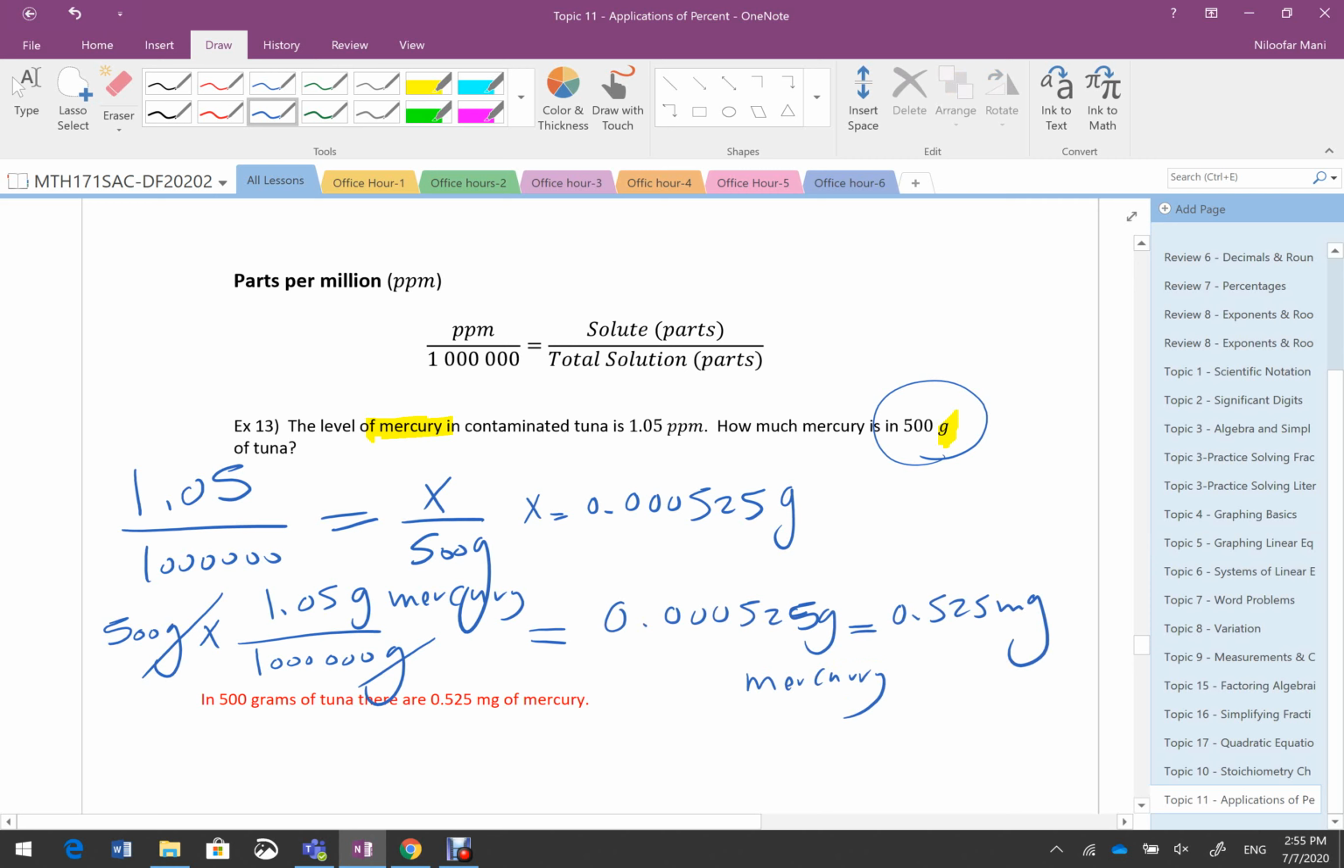Okay, in 500 grams of tuna there are this many milligrams of mercury. When I have something really small and in low amount, I can use parts per million. And when I see parts per million, it depends on the question. If the question uses gram, you can use gram. If it's kilogram, you can use kilogram. Depends on the question.